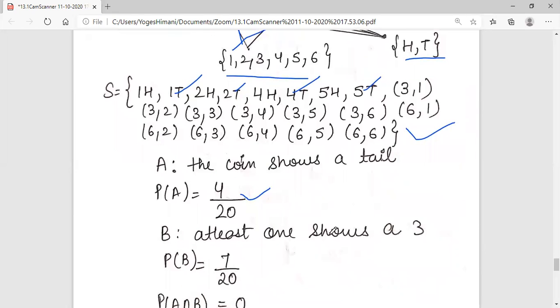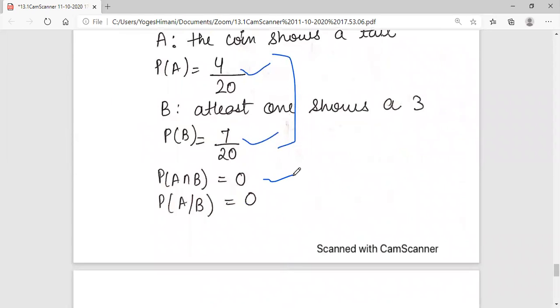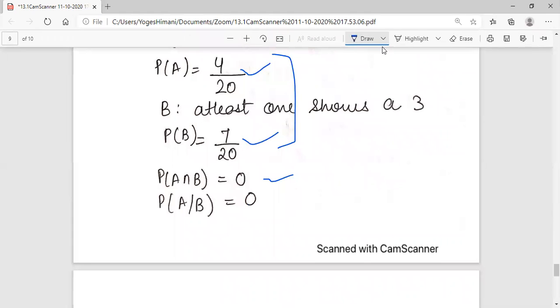Now B is at least one die shows a 3. How many are there? 1, 2, 3, 4, 5, 6 and 7. 7 are there. 7 by 20. If you see, in both cases A and B, nothing is common. That's why intersection is 0. And because of that, A by B will also be 0. And 0 is the answer.